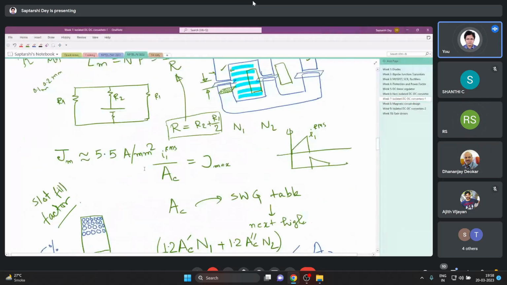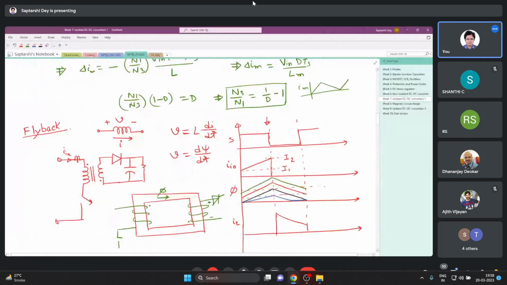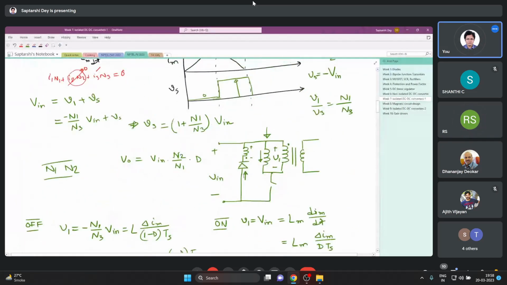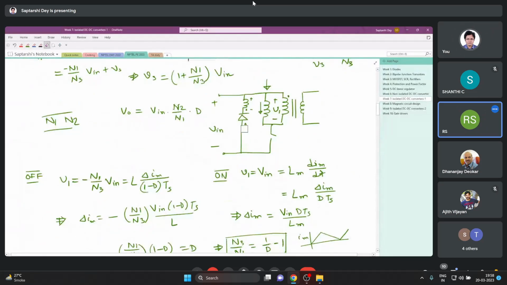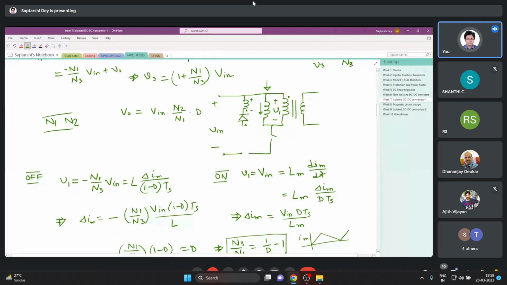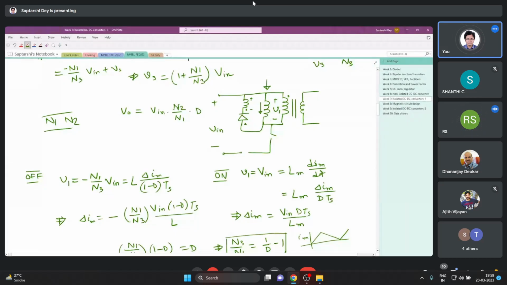Just a minute. I think I drew one circuit wrong. Here I drew it wrong. I drew it correct for the first time. When I am turning this switch off, I want this to flow. No, did I draw it wrong? No, I didn't draw it wrong. I drew it correctly only.